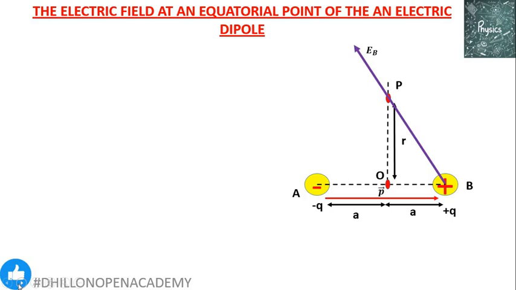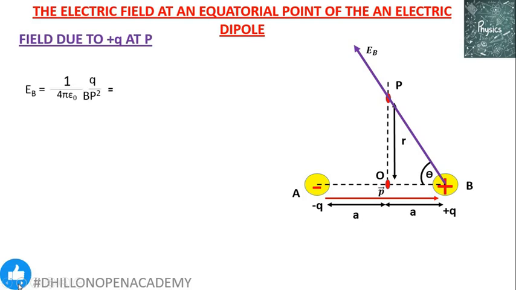And in this case, this electric field is not directed along the axis of a dipole, but it is making an angle theta with its axis, or you can say with the dipole moment vector indicated by the red line from negative to positive charge.